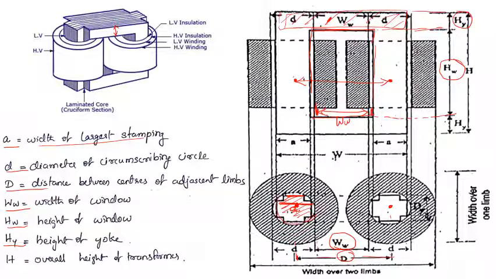Then capital H is the overall height of transformer. Overall height of transformer means height of window plus height of yoke plus height of yoke, because the yoke is present on both top and bottom portion of the transformer. So height of yoke plus height of yoke plus height of window will give you the overall height of transformer. These are the important dimensions of a transformer. There are some other terms too that we'll see later.